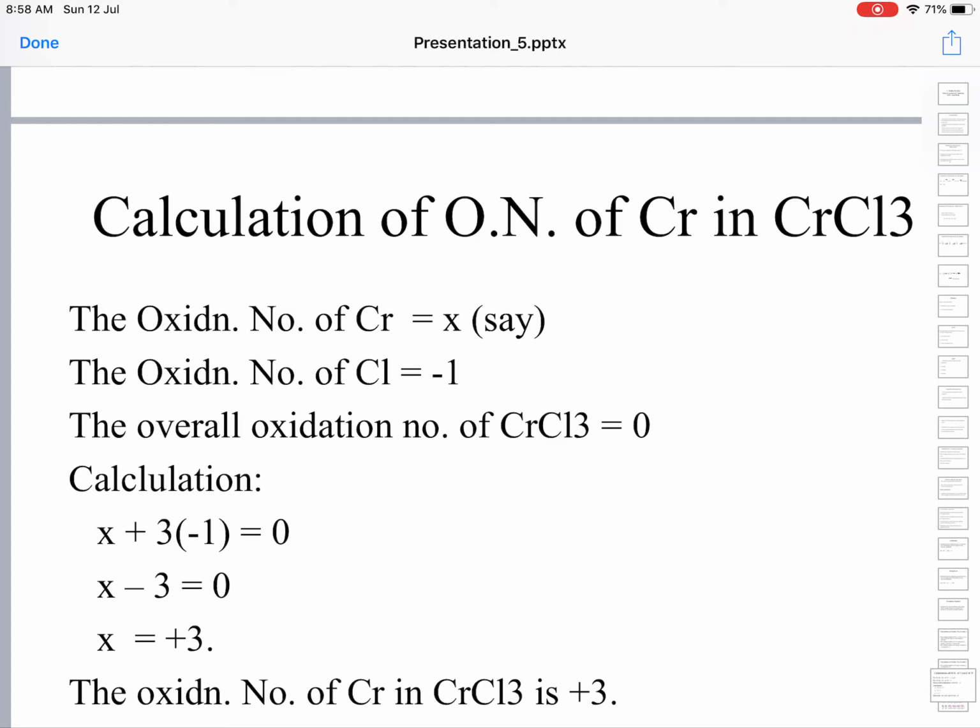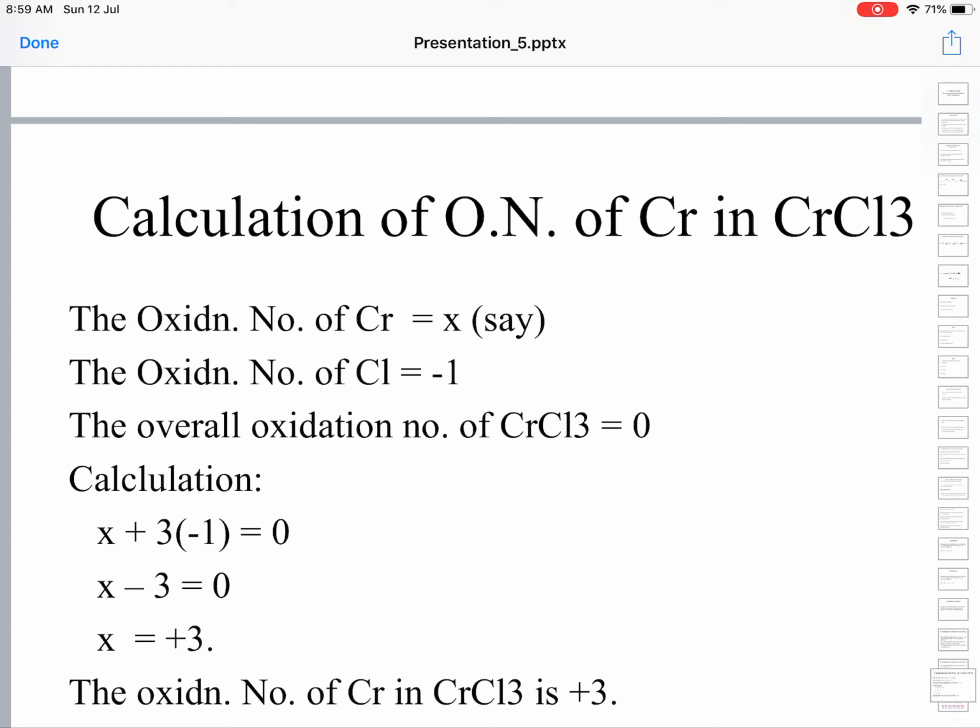Since we are trying to find the oxidation number of chromium in CrCl3, let us consider the oxidation number of chromium as X. The oxidation number of chlorine is -1, obviously. The total oxidation number of CrCl3 is equal to 0. We already discussed that the overall oxidation number of a neutral compound is equal to 0. So the oxidation number of chromium, that is X, plus how many chlorine atoms we have? 3, 3 into -1, each chlorine is -1.